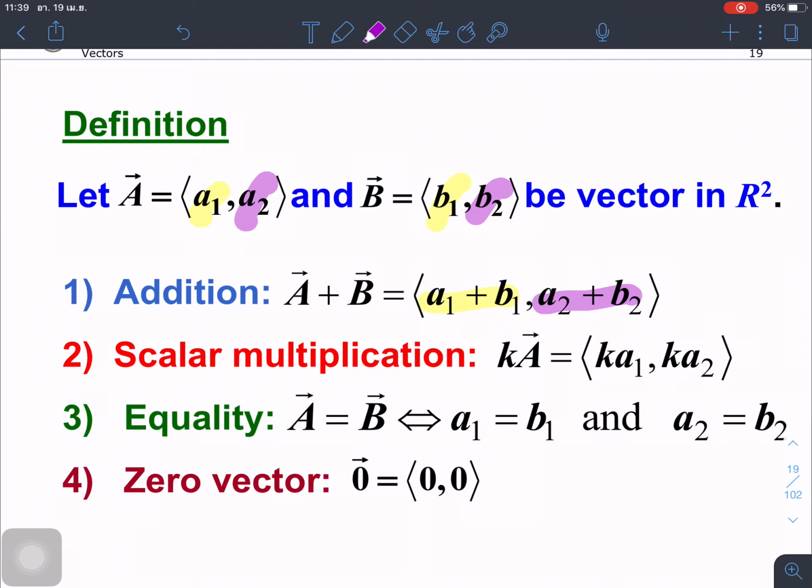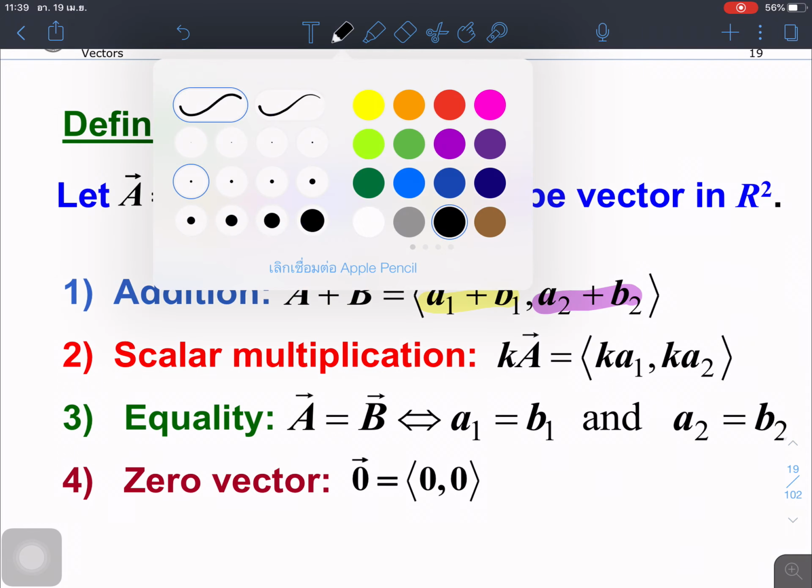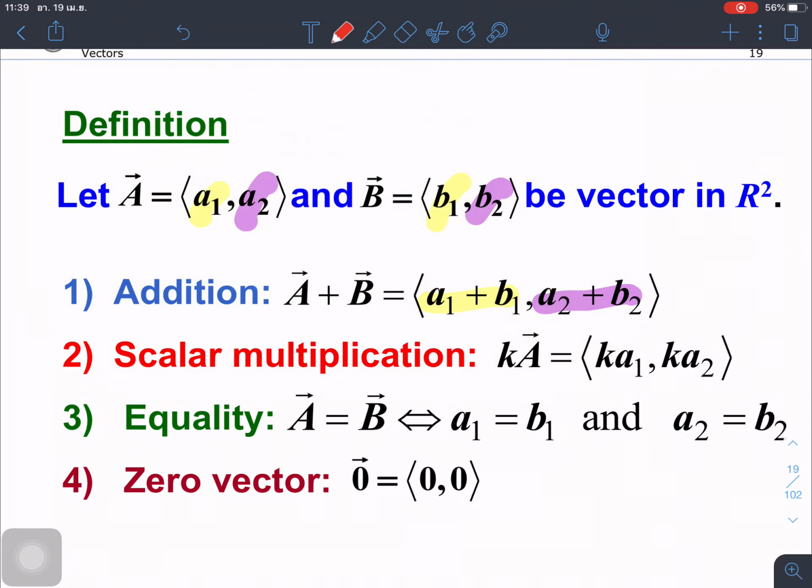Okay, maybe I just put the way you subtract here as well. Use the same thing, same concept. So if vector A minus vector B, you're gonna get a1 minus b1, right? That's as you expect. a2 minus b2 here.